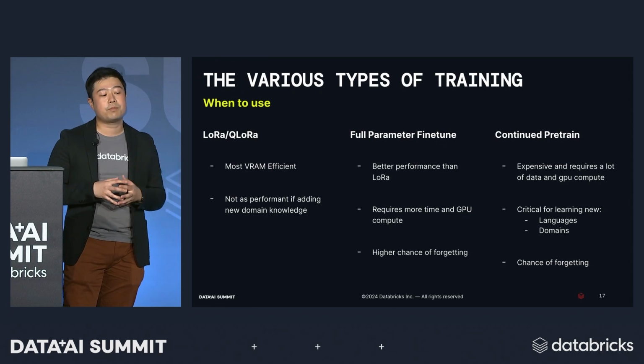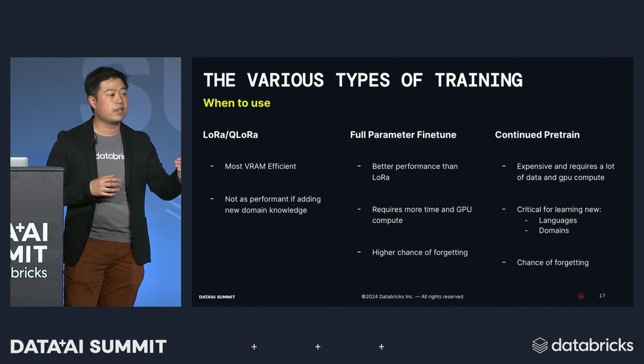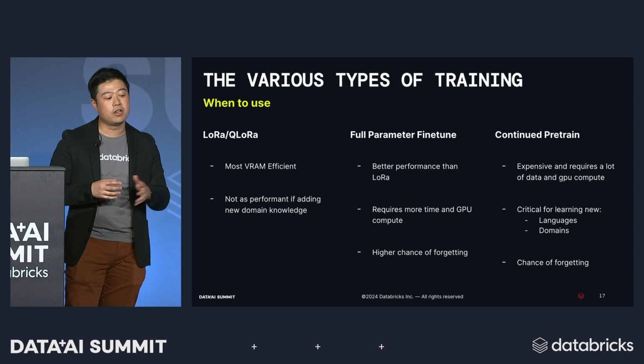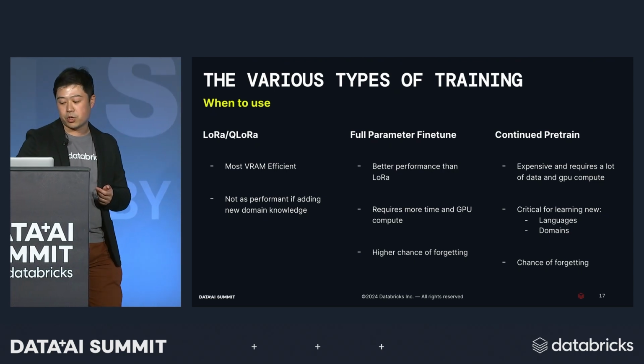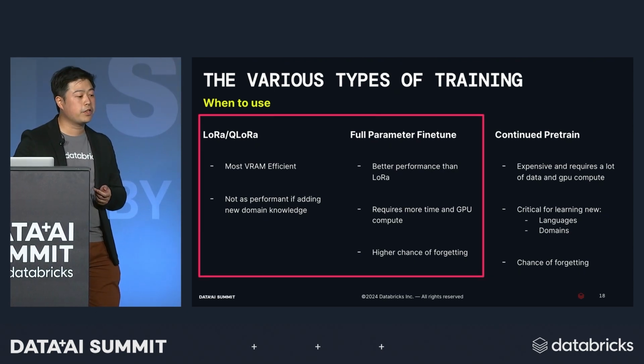And finally, the most expensive is to do a full continued pre-train. You need lots of GPU compute, you need lots of data. We're not going to focus on that too much, but particularly, I guess, for new languages, you probably need to explore that as well. So today we'll focus mainly on LoRA, QLoRA, and talk a little bit about full parameter fine tuning as well.